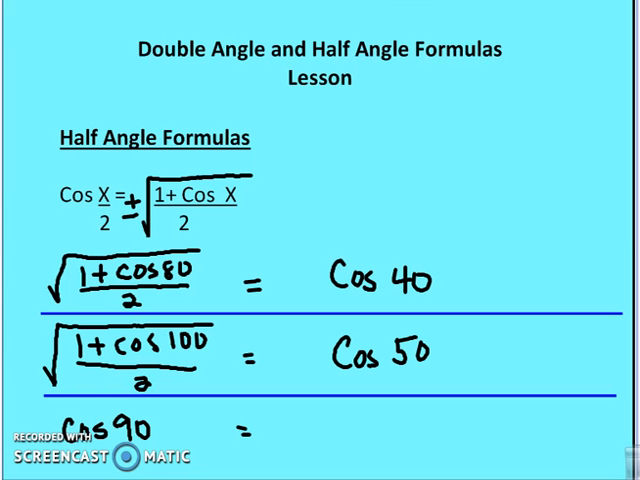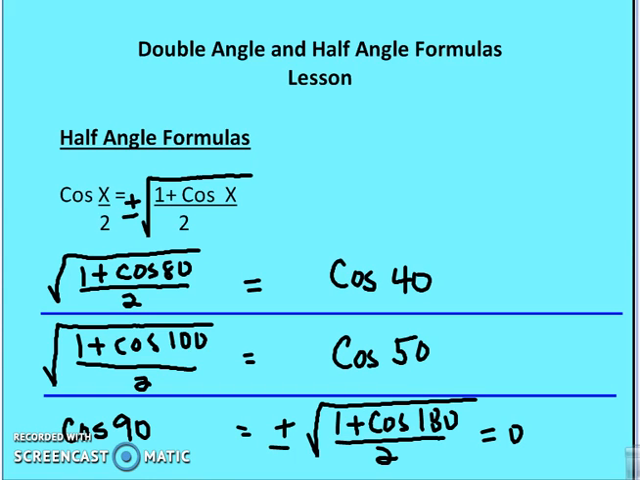All right, we have cosine 50, and then plus or minus the square root of 1 plus cosine 180 over 2. Cosine of 180 is going to be equal to negative 1. So 1 minus 1 is 0. 0 over 2 is 0. Square root of 0 is 0. So your answer is 0.